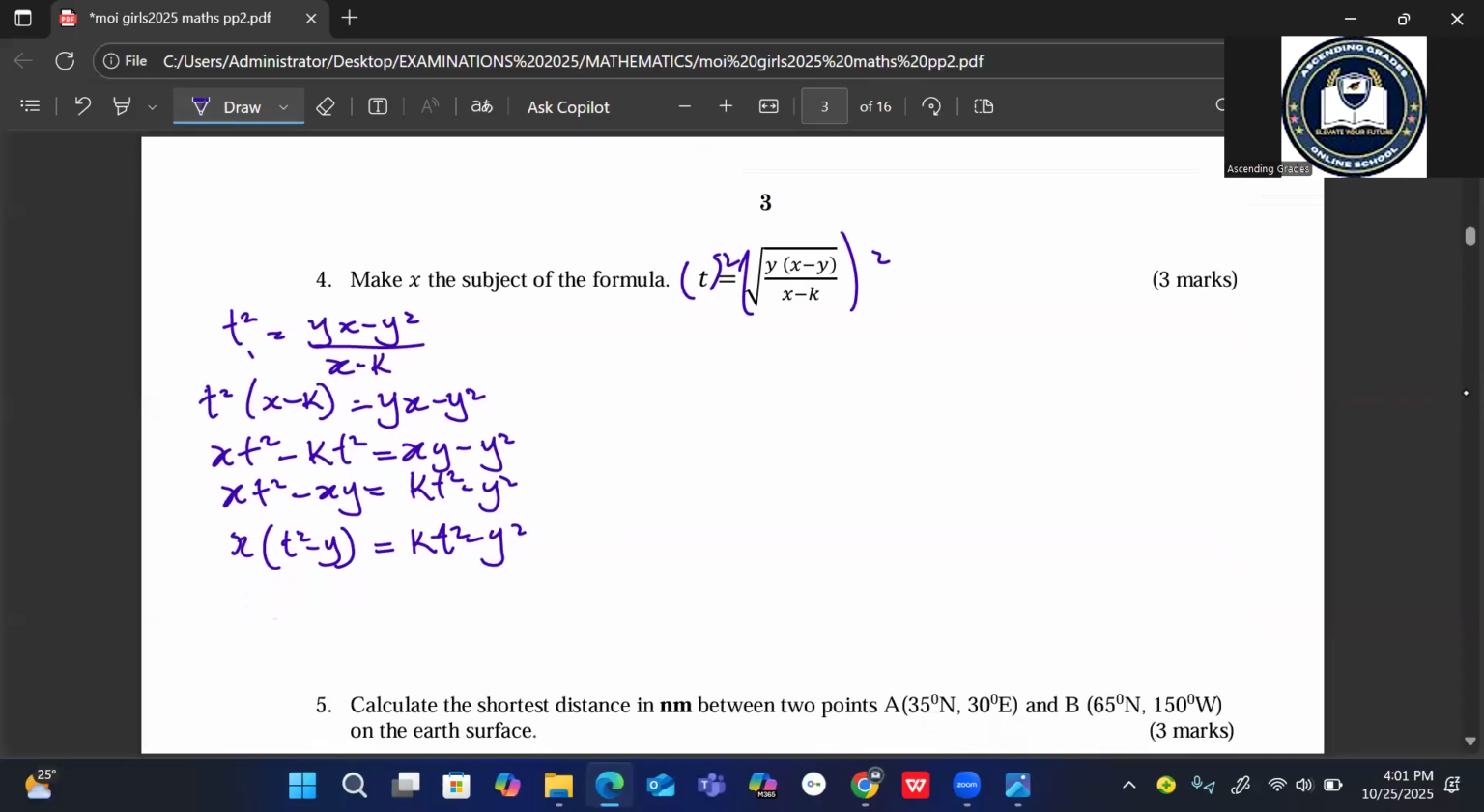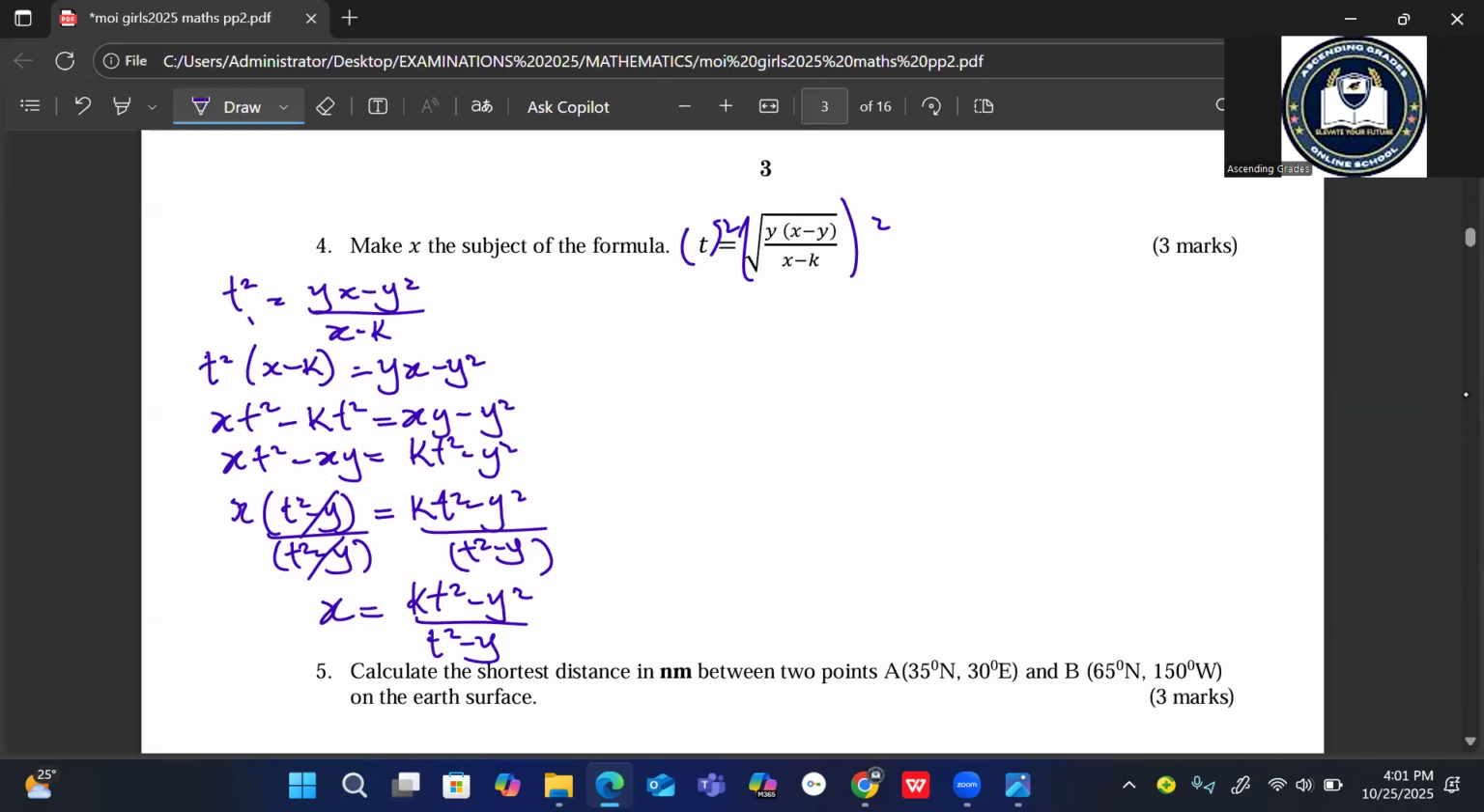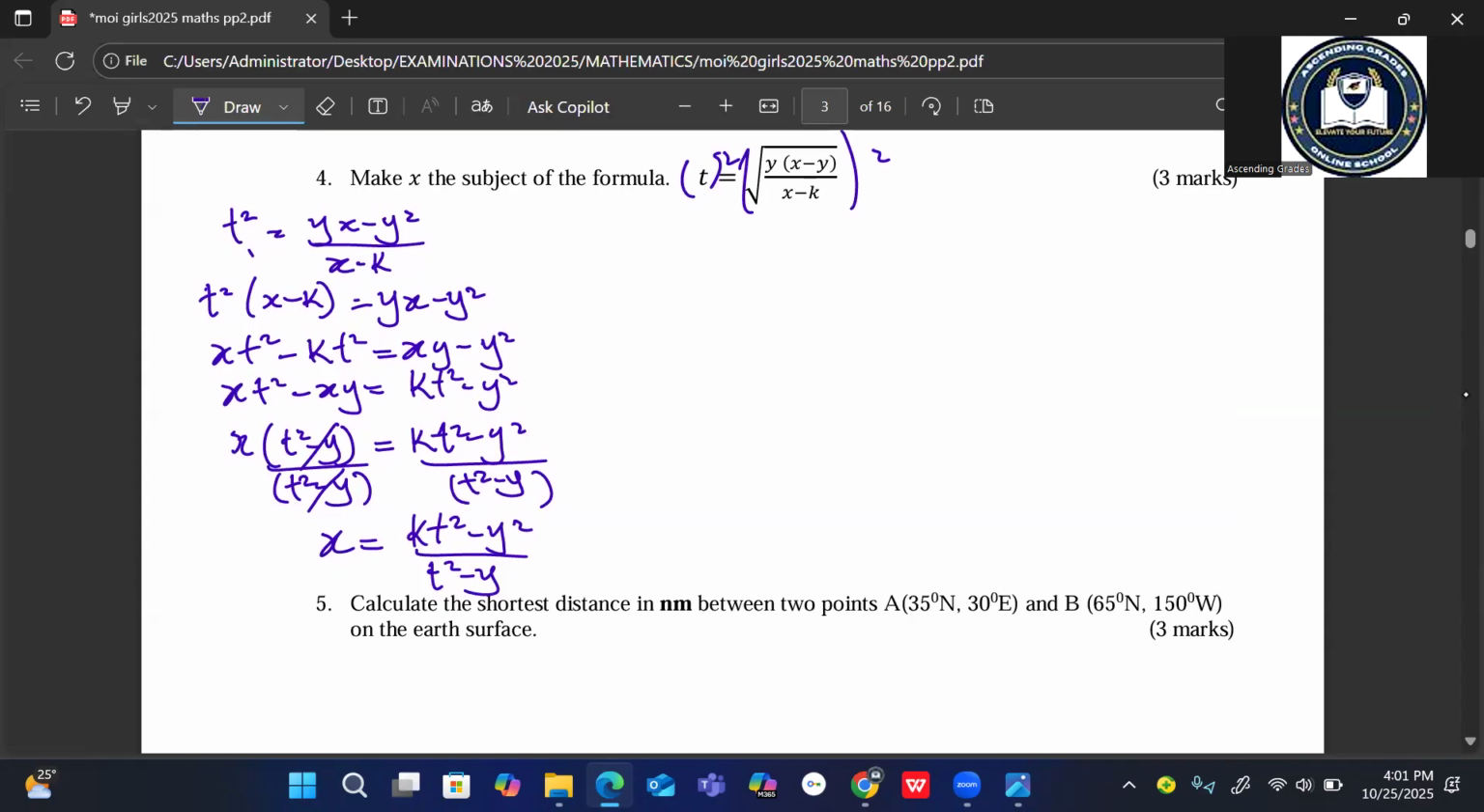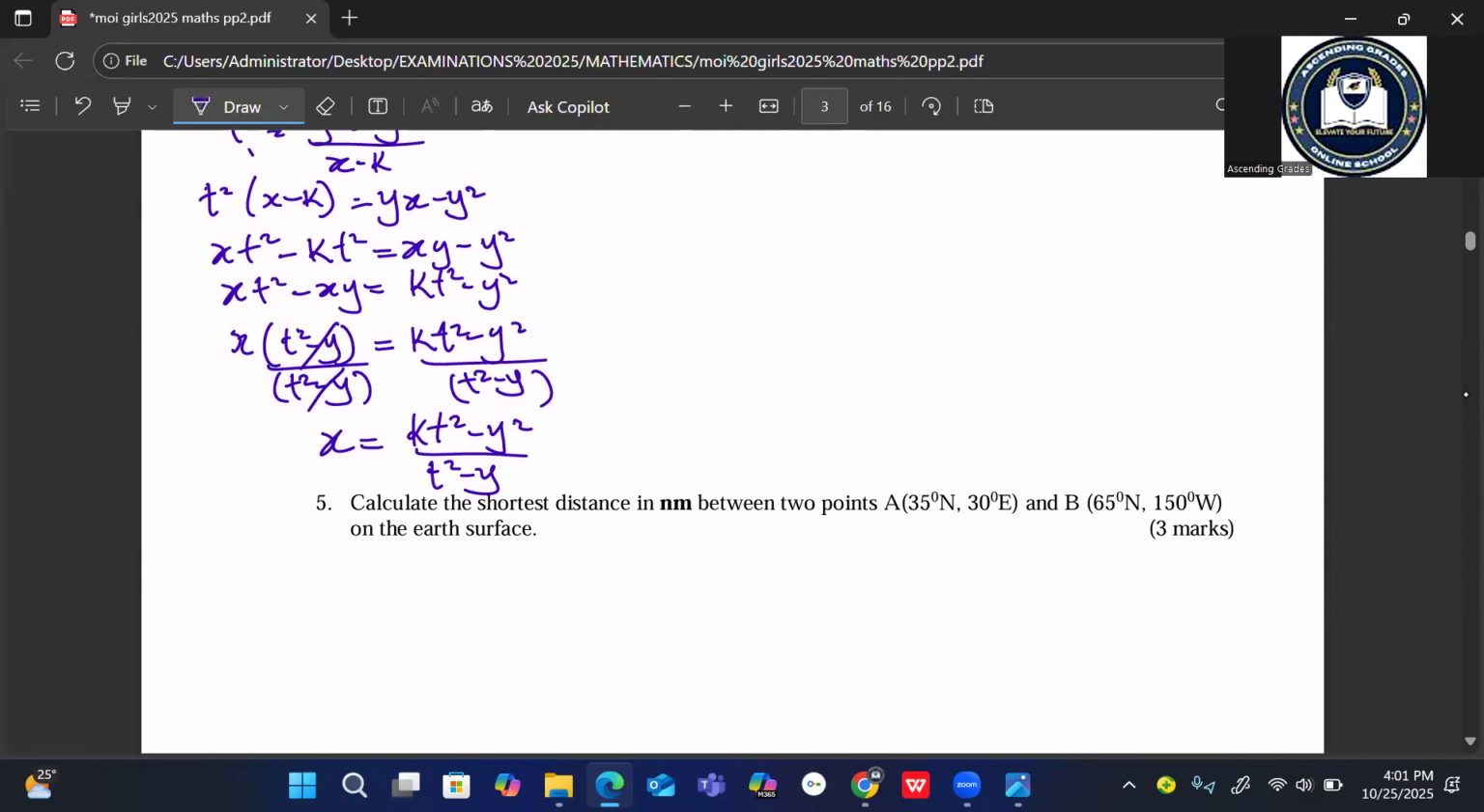So we divide both sides by t squared minus y. So this one goes with this, and we have our x equal to (kt squared minus y squared) divided by (t squared minus y). That is how we make x the subject of that formula. Then you will simply get your 3 marks, and then you move to the next question.